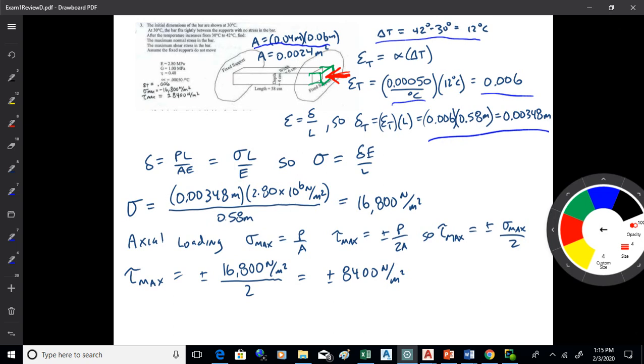All right, so we go ahead then and find delta. It's 0.00348. We know that delta is PL over AE, which is sigma L over E. Sigma is the stress. So sigma is delta E over L when I solve for sigma. So I'm solving for sigma, taking delta times E, dividing it by L. So I'll plug in delta, E and L and solve for the stress. It's 16,800 newtons per square meter.